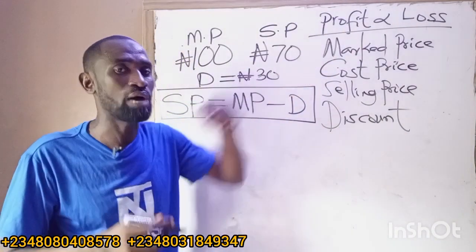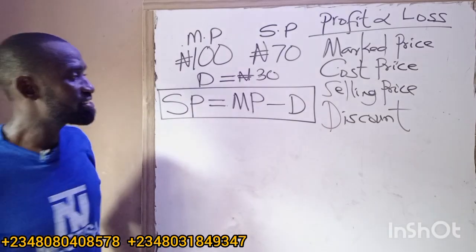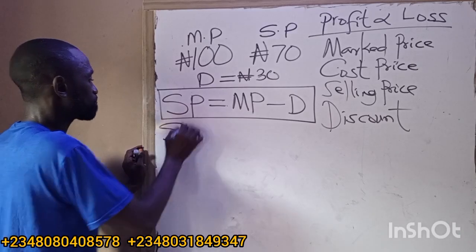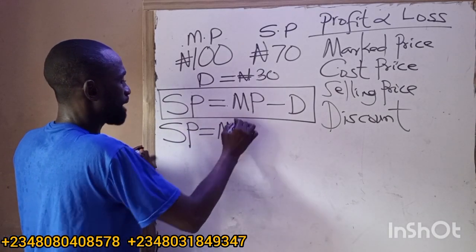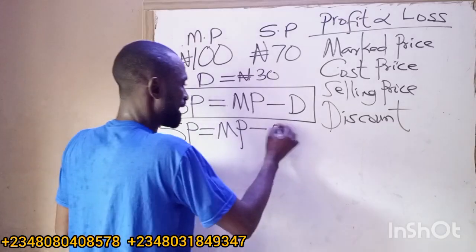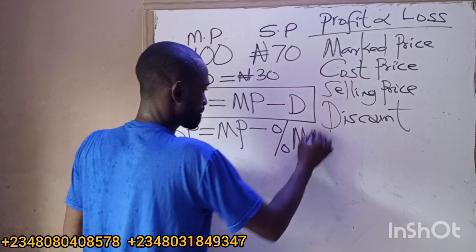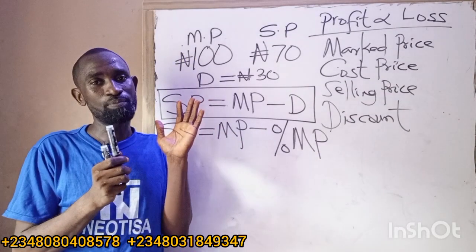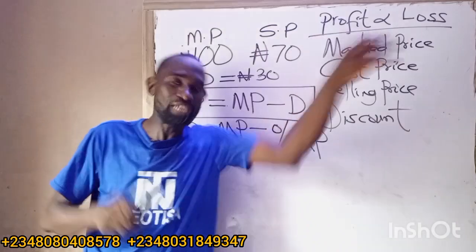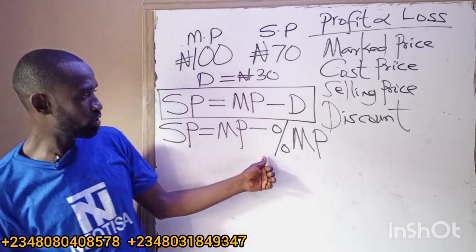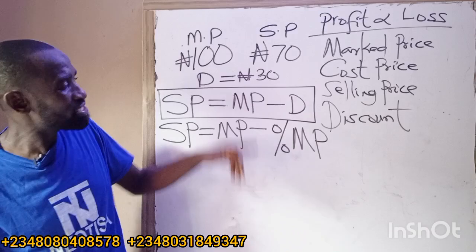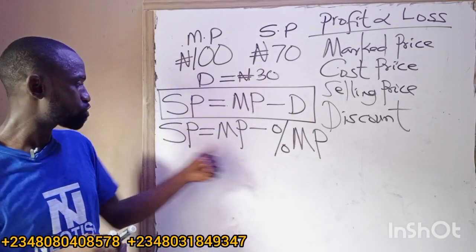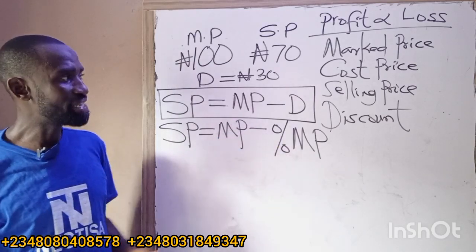Under profit and loss, are you with me now? If this discount is given in the form of percentage, it means my selling price will be equal to the mark price minus percentage of mark price. Because the discount given in percentage will only affect the mark price. The reduction in price will affect the mark price, not the selling price. So that's why we say percentage of mark price. Once the discount is not in cash but in percentage, we use this formula: selling price is equal to mark price minus percentage of mark price.